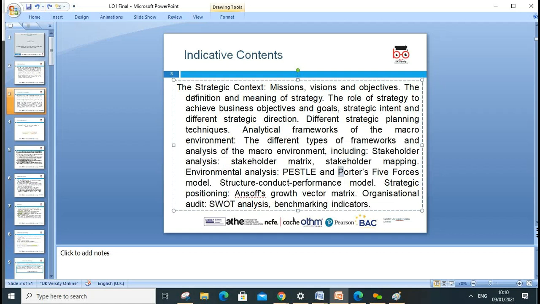We'll go through Porter's Five Forces model. We'll discuss metrics, and we'll go through SWOT analysis: strengths, weaknesses, opportunities, and benchmark indicators. So that's all focused in lesson 1. A lot of things will be repeated in lessons 2 and 3, which carry on, cross-link, or overlap.